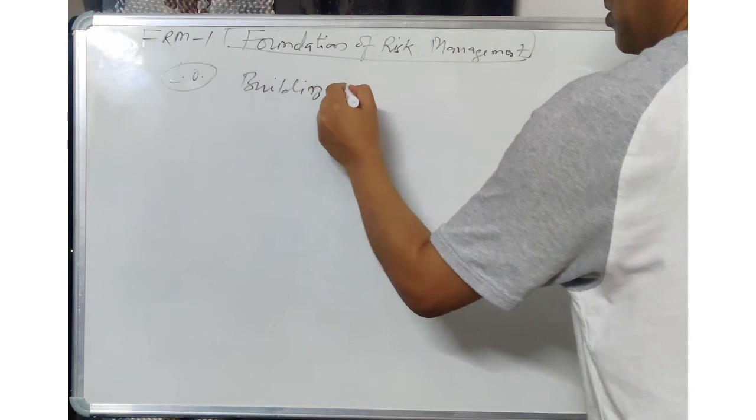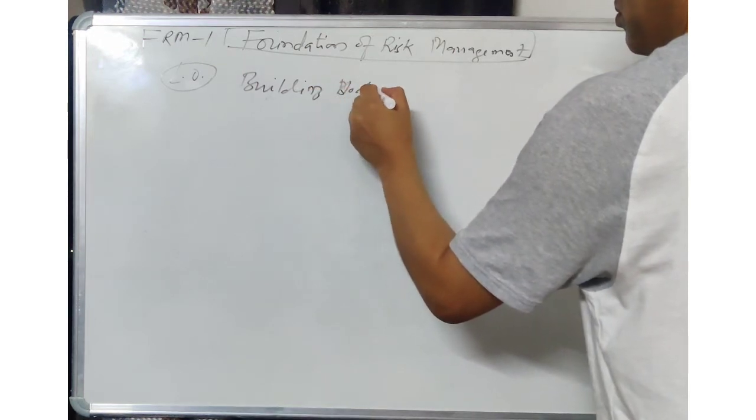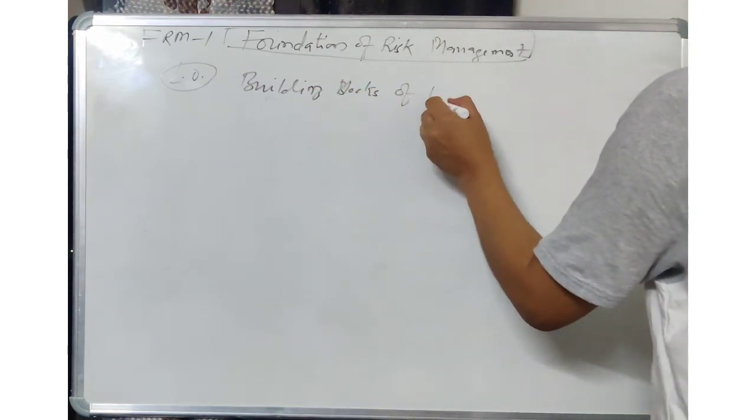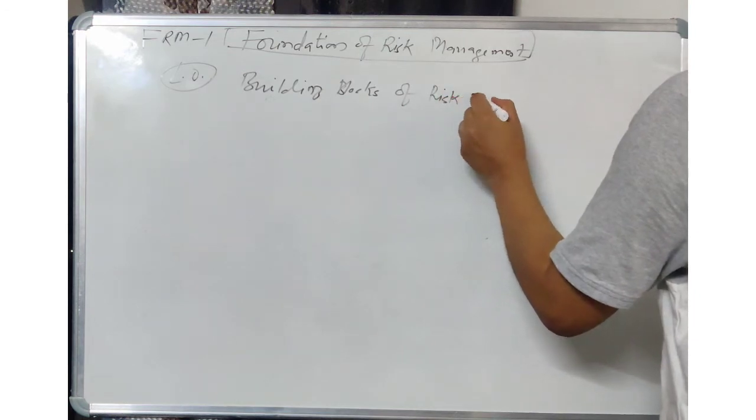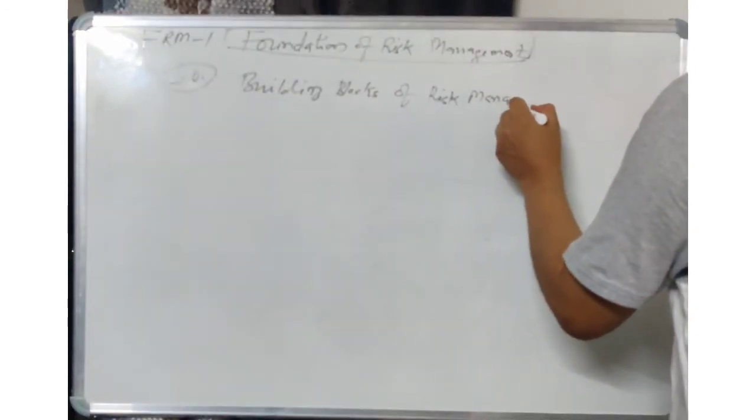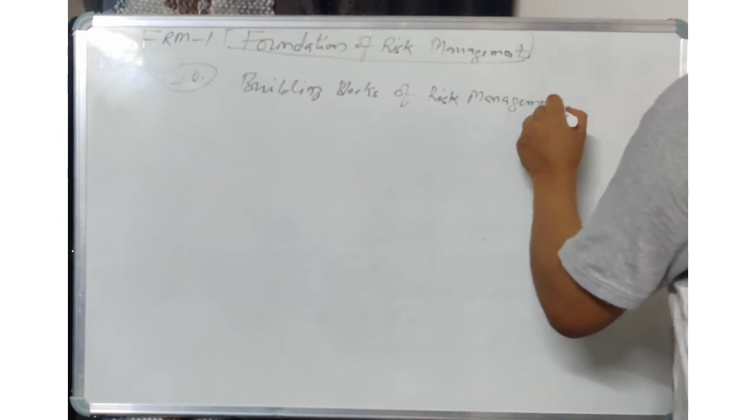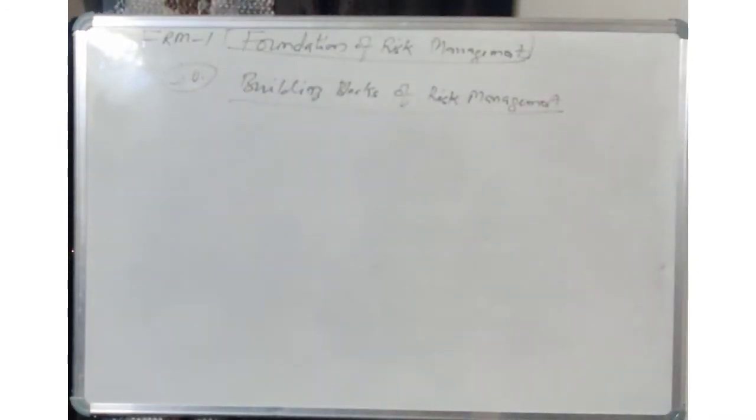In foundation of risk management, the first topic is the building blocks of risk management, and in this particular area we will discuss the building blocks of risk management in detail, how these building blocks are developed, and what the process is that needs to be followed when we talk about the building blocks for a risk management process.